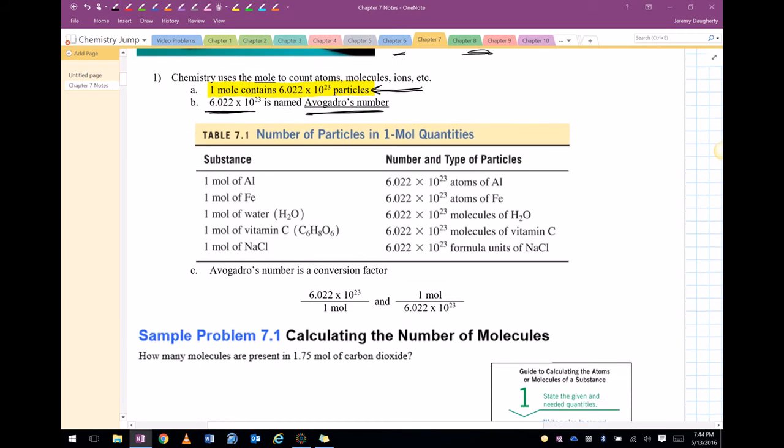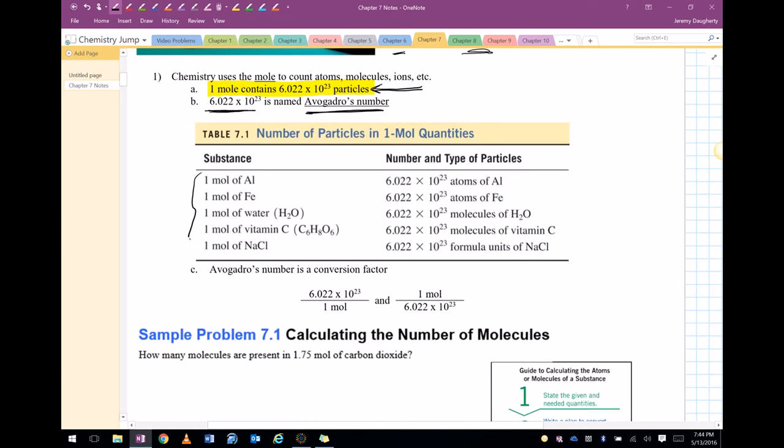Here are some examples. If we have 1 mole of aluminum, what are we counting? We are counting aluminum. That means we have 6.022 times 10 to the 23rd atoms of aluminum. 1 mole of iron means we have that many atoms of iron. 1 mole of water, well now, water is a molecule. So that means we have 6.022 times 10 to the 23rd molecules. No longer are we talking about atoms, now we're talking about molecules.